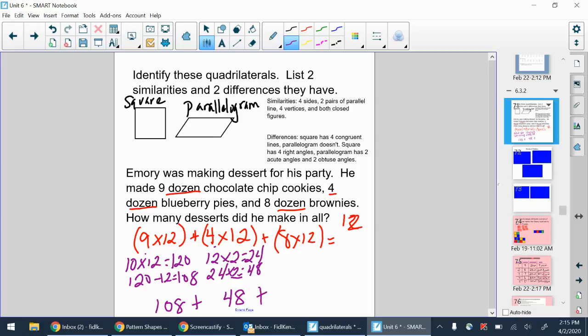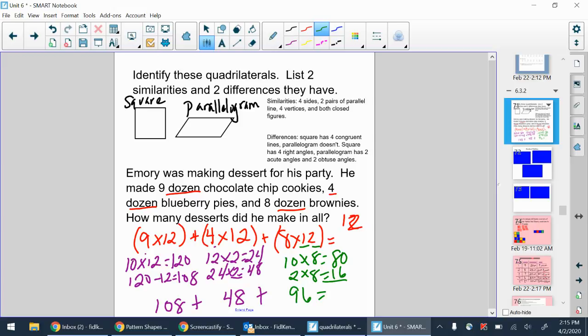All right, to do 8 times 12, I'm going to do this one slightly different. I could do a double, double, double strategy, or I could think of it as, I've done this before with you guys, I'm going to split up this 12 into a 10 and a 2. I'm going to do 10 times 8, and then I'm going to do 2 times 8. And 10 times 8 is 80, and 2 times 8 is 16. And if I add those 2 together, I get 96. All right, so he made 108 cookies, 48 pies, and 96 brownies.